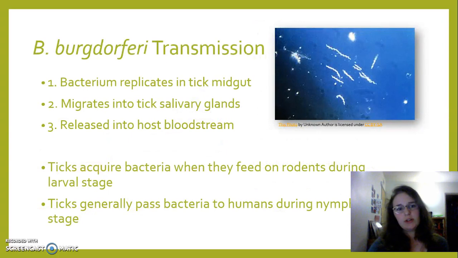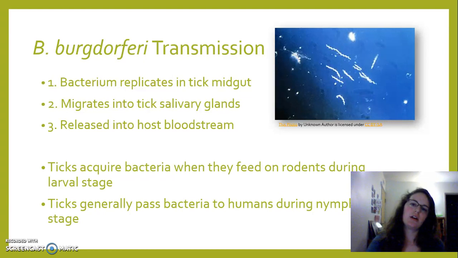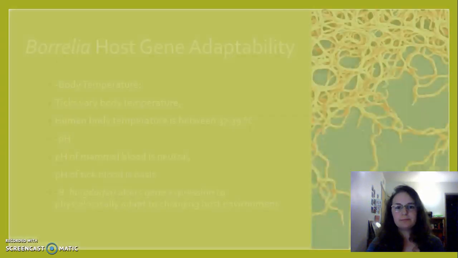So the bacteria, Borrelia burgdorferi, is transmitted from the tick's salivary glands into the host's bloodstream. Now, the bacteria itself replicates in the tick's midgut. However, the tick is not born with this bacteria. It's not inherent to the black-legged tick. The tick contracts this bacteria from mice in its larval stage. And then, of course, it passes from the tick to the human during the nymph stage.